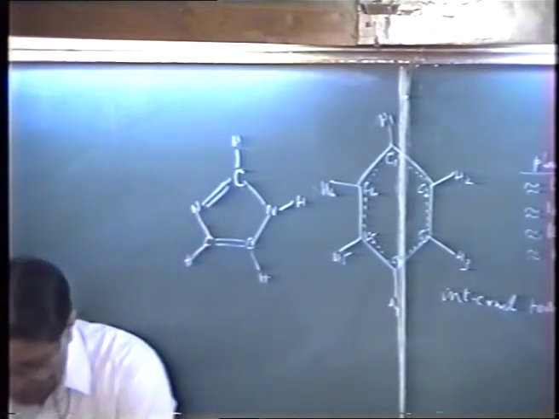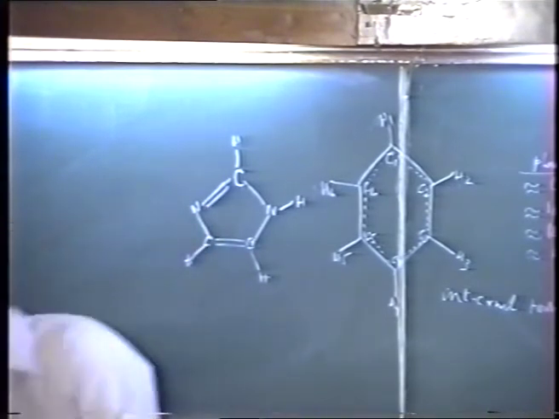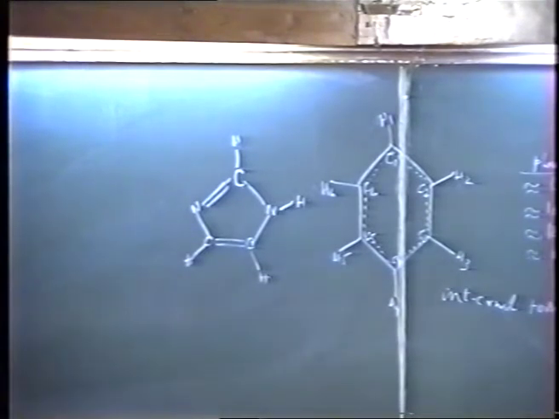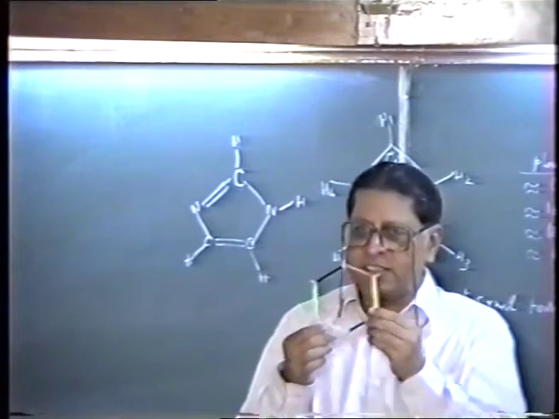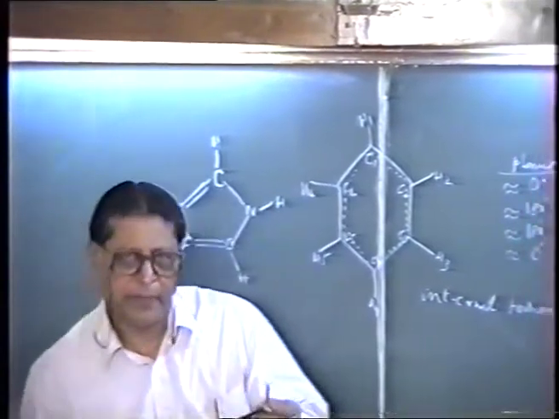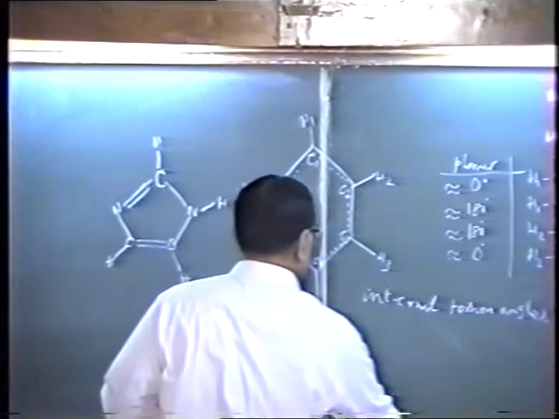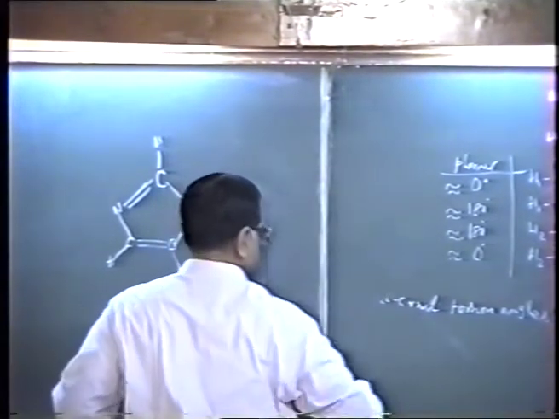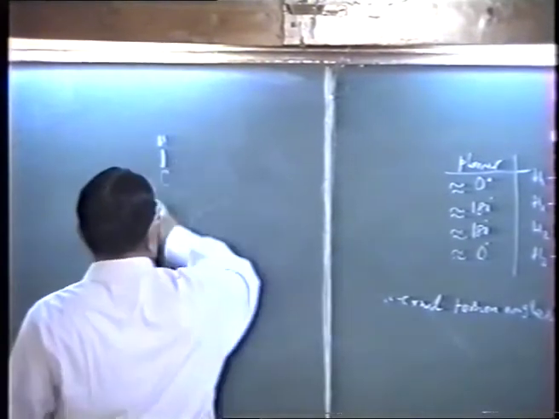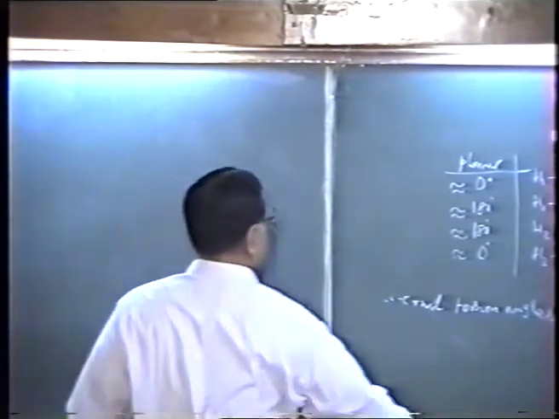Okay, let us take something a little bit more complicated. This is also a 6-member ring. So I will remove this part of it. Now I will take the counterpart which is close to this benzene.